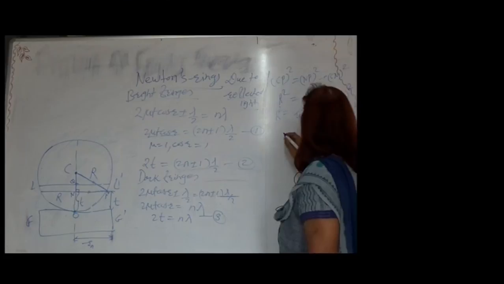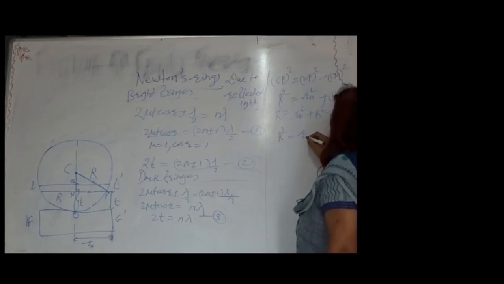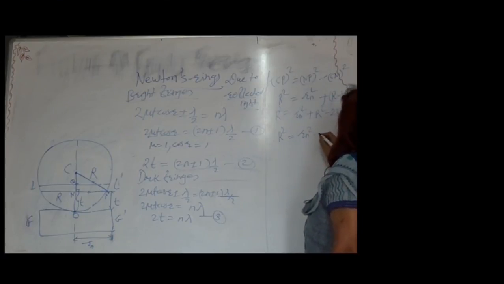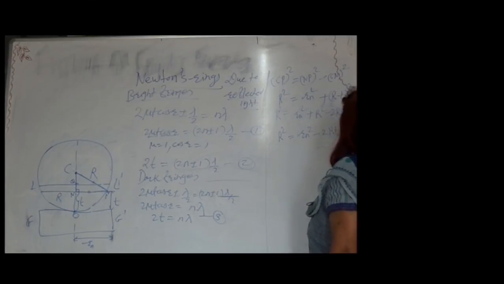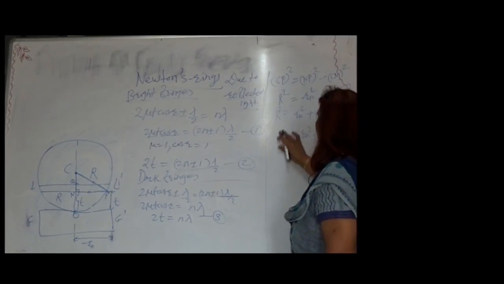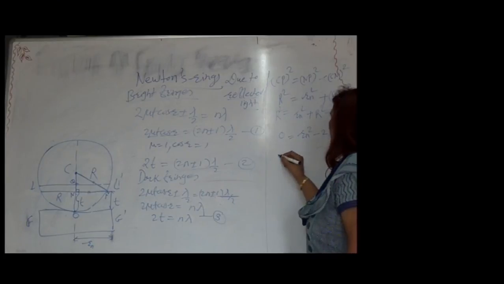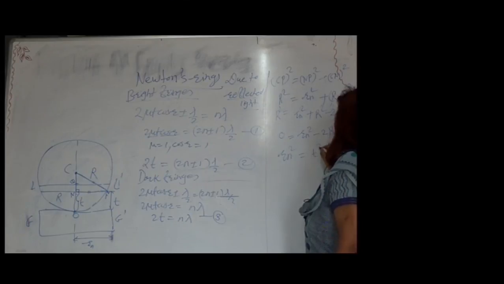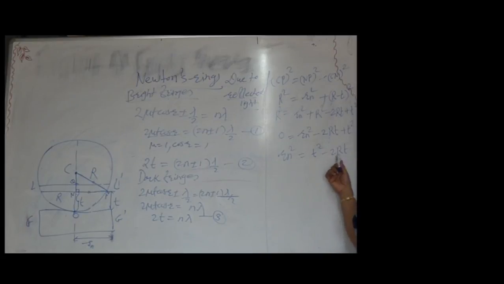So R square is equal to Rn square minus 2Rt plus t square. Here this R square and this R square get cancelled from both sides, so this value is 0. So we will get Rn square is equal to t square minus 2Rt.